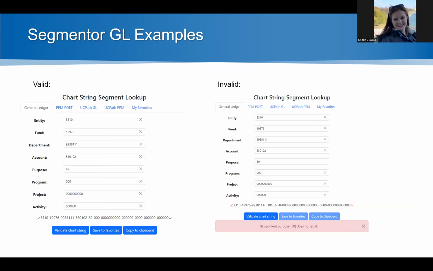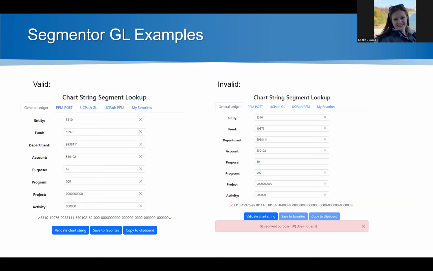Some examples of when you look up a chart string and it is valid: you'll type in all of the required fields on the left here for the general ledger chart string. You'll click validate chart string, and you can see by the two green check marks on either side of that chart string, it is a valid chart string.